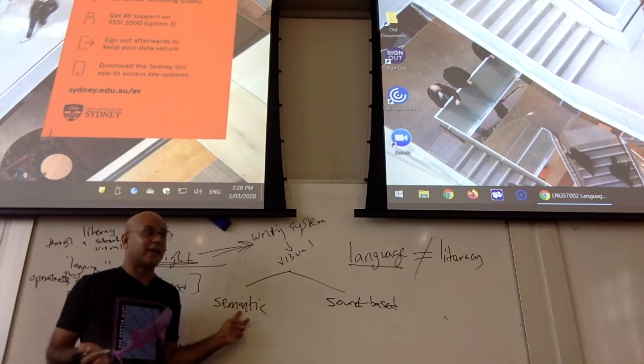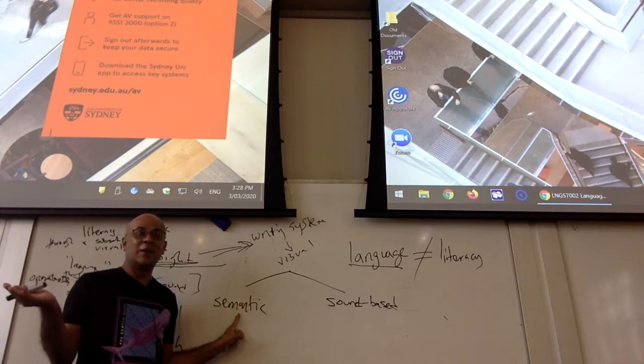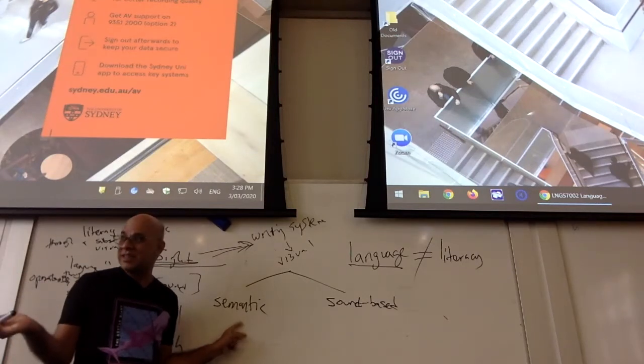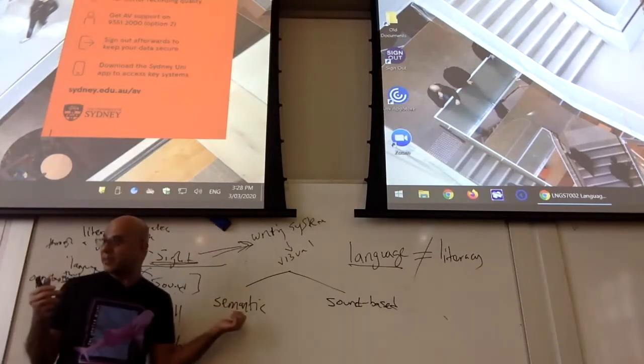Okay. So a writing system can be purely visual and semantic, which means it has no information about how to pronounce the character. Do you know any language here that uses semantic features of the visual script system? Anybody here? A majority of you speak it. Chinese. Chinese, right? So Chinese is a semantic script, right?